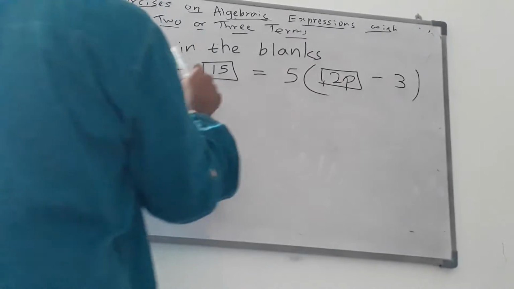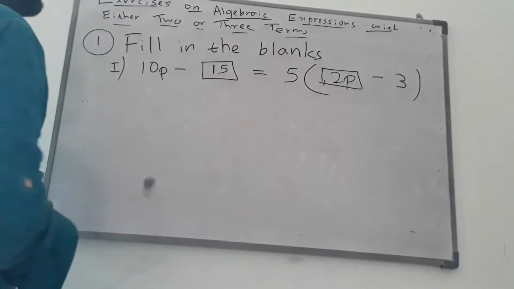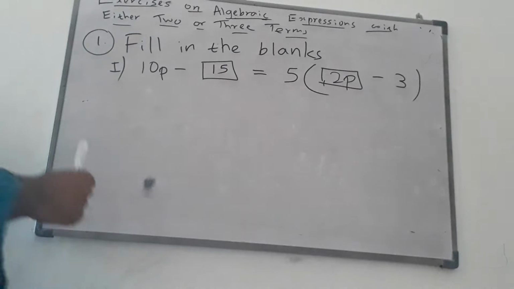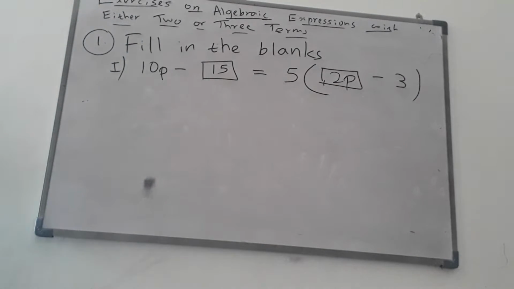Next blank. After 10p, what is the value? We know the highest common factor is 5, which is outside the bracket, and inside the bracket there's minus 3. So to get what is inside the box, we have to multiply the highest common factor by the term inside. So it will be 5 times minus 3 means minus 15. Minus mark is here. So we have to fill the gap with 15.